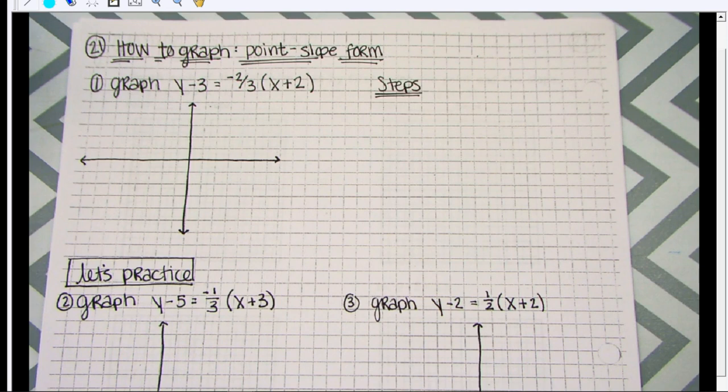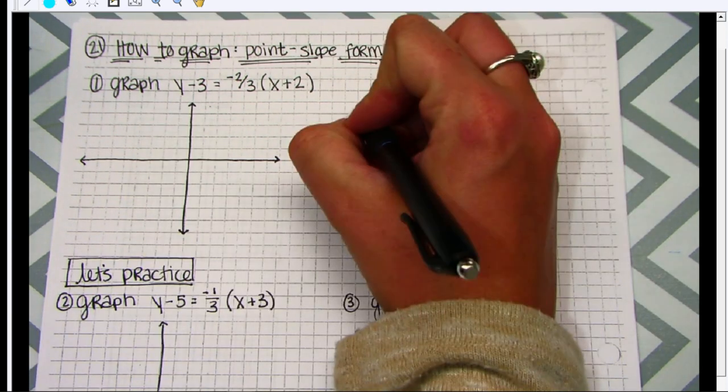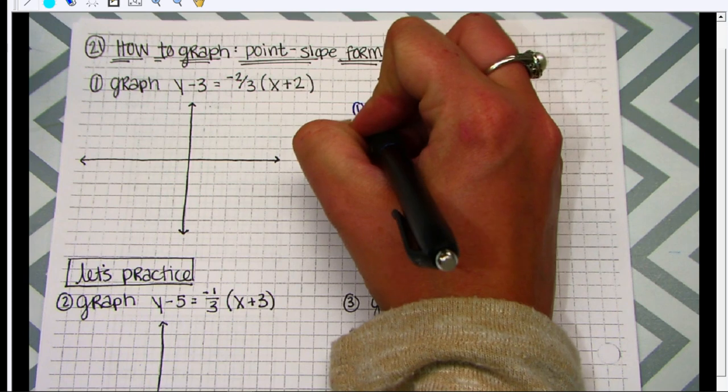All right, so the first thing we're going to do, we're going to practice learning how to graph point slope form. Point slope form graphing is just like slope intercept form, only now instead of having a y-intercept, we just have a point and a slope, okay? So the first thing that you want to do, step one, is to identify the point.